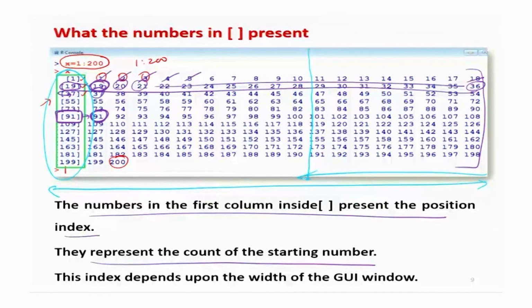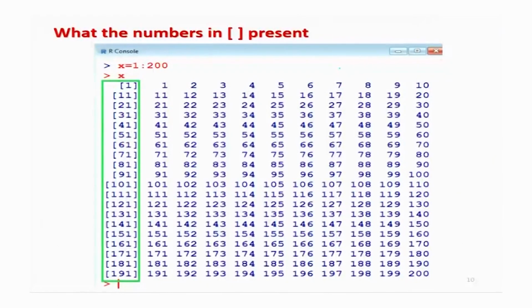So after this, the next value will come here, for which the 11th number will be there. This value will be here, say 11. That is as simple as that. For example, now I have reduced the width of this GUI window, and again we have numbers 1 to 200, but now you can see up to here 10, and then after that the number at the 11th position is indicated here. So this is the position and this is the value of the number.